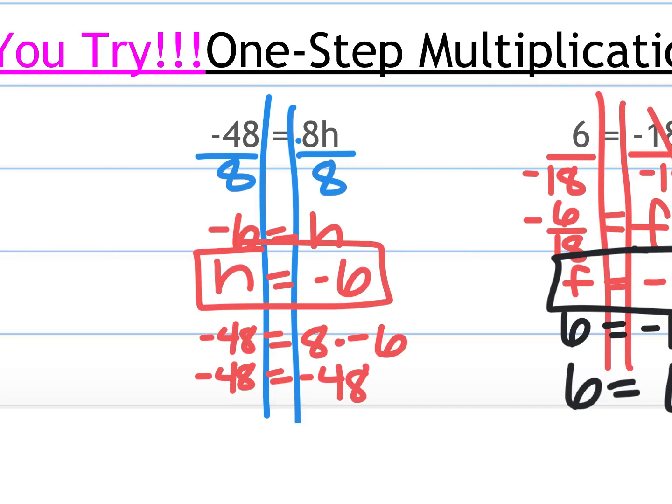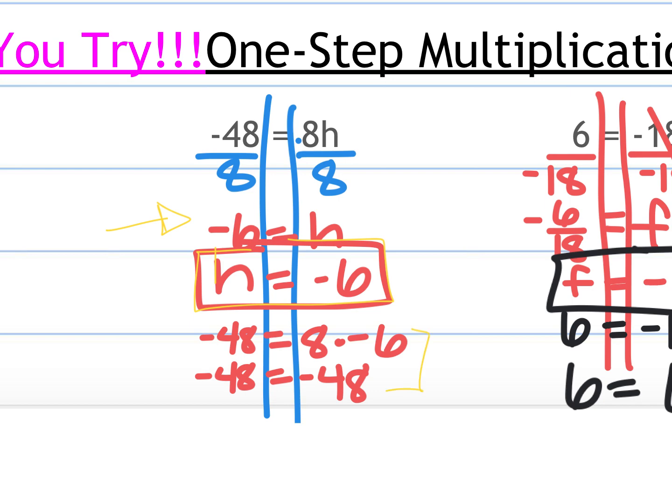Alrighty, so here's my work. Negative 48 equals 8h. I'm going to divide both sides by 8. And so then I get negative 48 divided by 8 is negative 6. I just flipped it around because remember the last time I said I like the variable on the left side. So h equals negative 6.